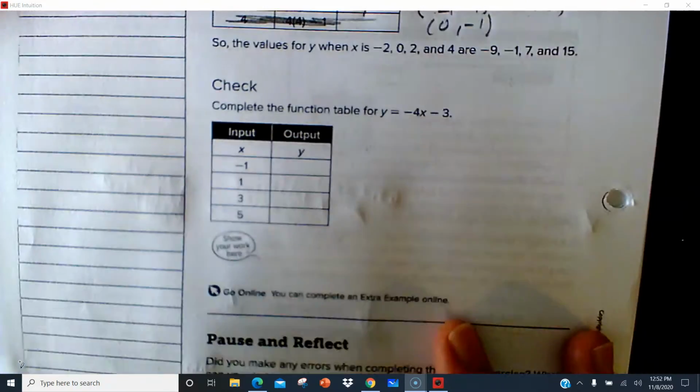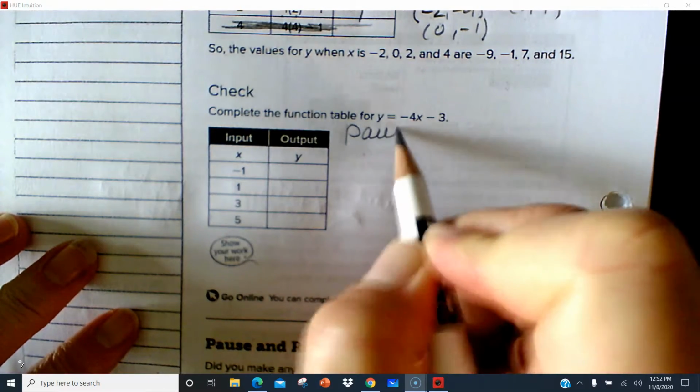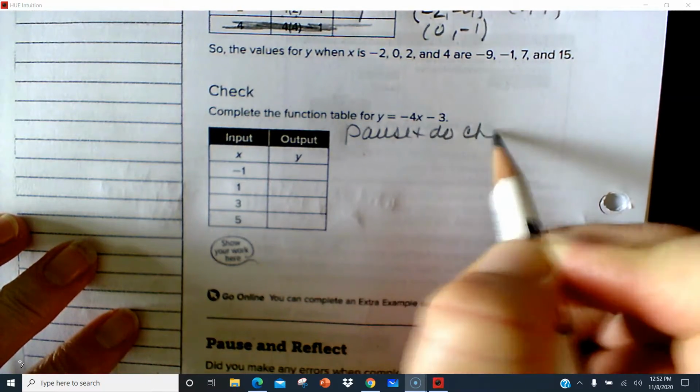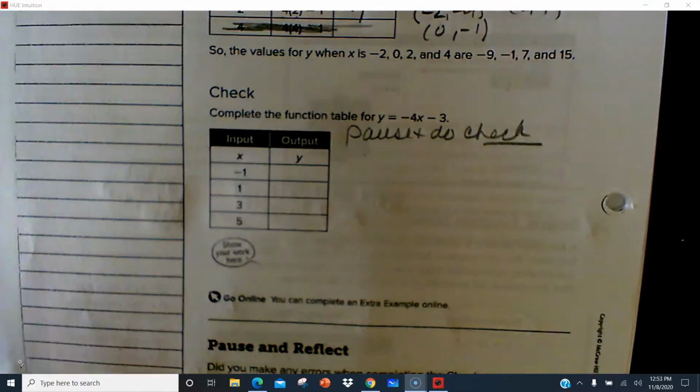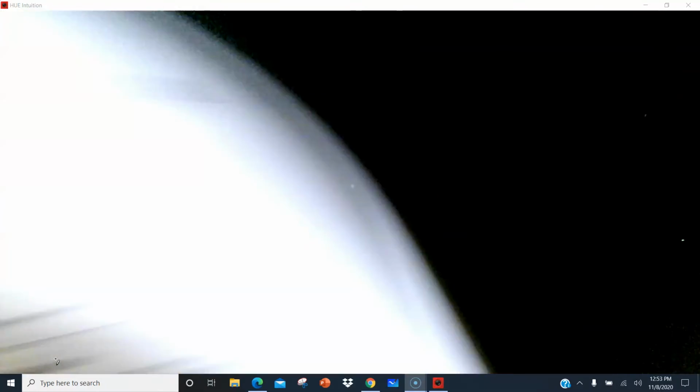All right, I want you now to do the check. Press pause and do the check. Okay, hopefully you did that. And there's a learn here. Nah, no learn. Okay, good.